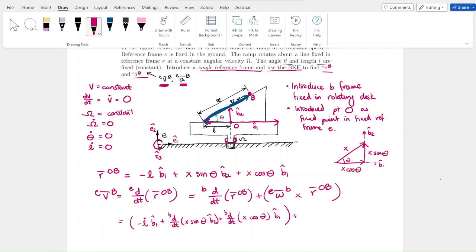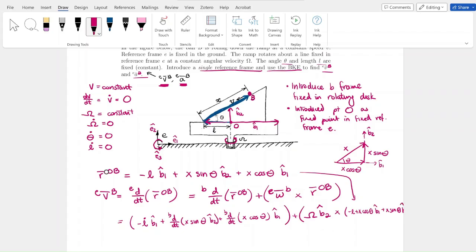So that means the angular velocity is in the direction that your thumb is pointing. In this case, your thumb is pointing in the B2 hat direction. So you should have omega B2 hat as your angular velocity. And then we cross that with the original vector, so I'm going to combine terms: negative L plus X cosine theta B1 hat plus X sine theta B2 hat.